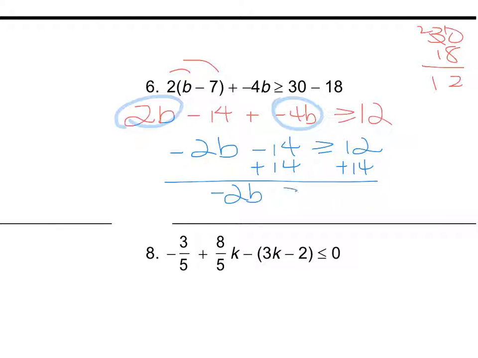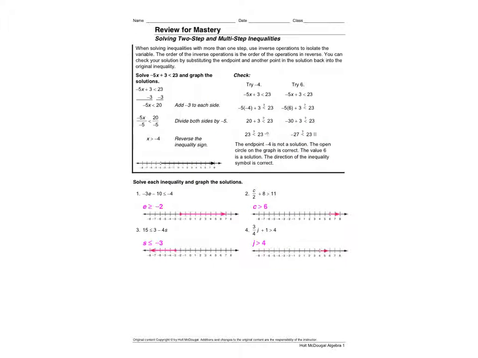Negative 2b greater than 26. This is where I'm going to flip because I'm dividing by a negative 2. So I get b flipped symbol negative 13. So be able to distribute and combine like terms before you can begin your inverse operations. So you may have a word problem from this lesson, so go back, you can review your homework, but be able to solve two-step and multi-step inequalities.